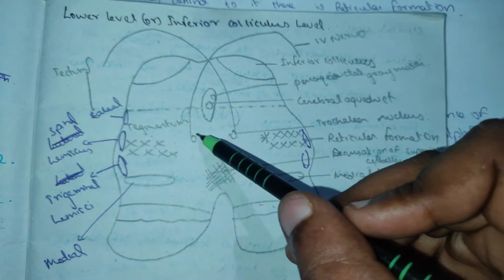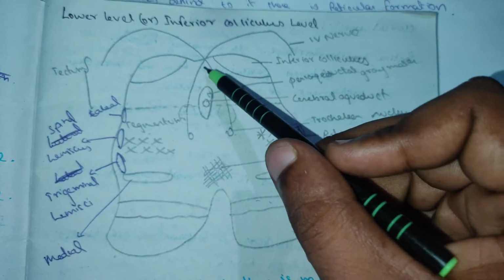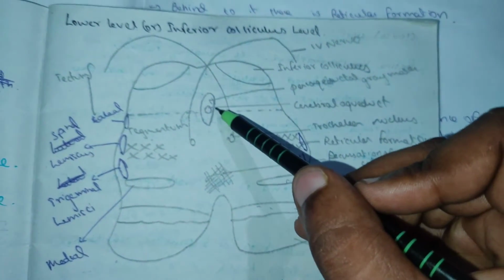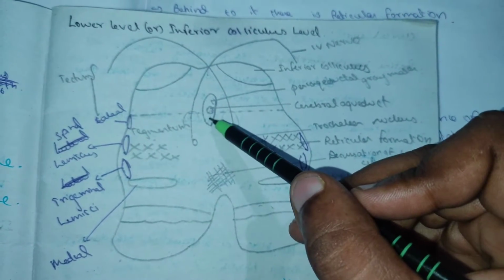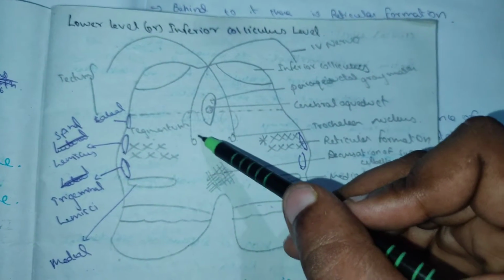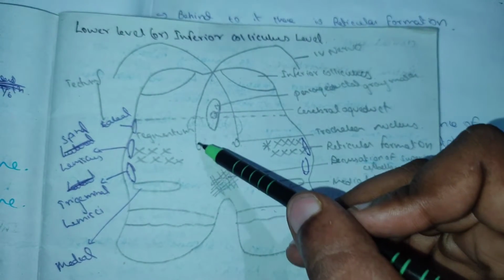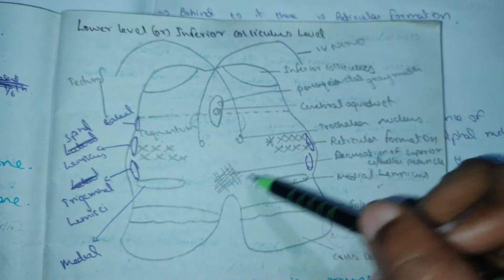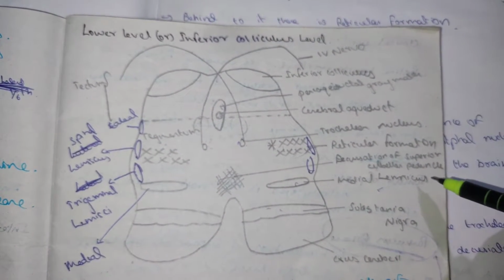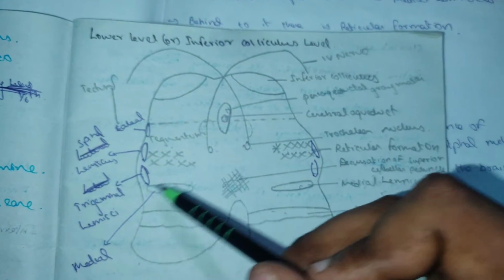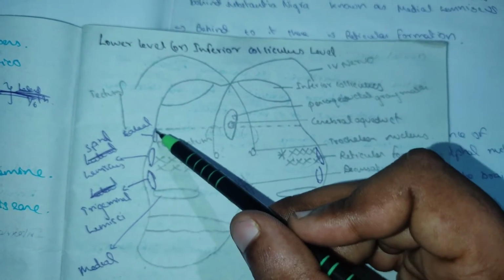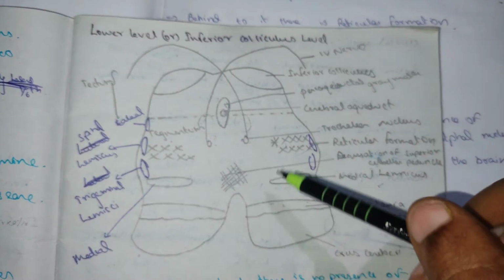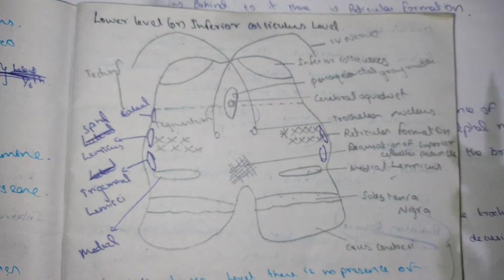Here is the trochlear nerve, which runs backward and decussates, and there is the periaqueductal gray matter around the cerebral aqueduct. There is the cranial nerve number 3 nucleus and the trochlear nerve nucleus. The reticular formation is seen all over. The decussation of the superior cerebellar peduncle is seen. The medial lemniscus is seen, and the trigeminal, spinal and lateral lemnisci are present. This is the substantia nigra and crus cerebri. That's all of the lower level.